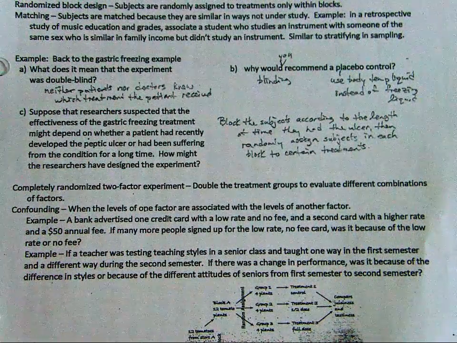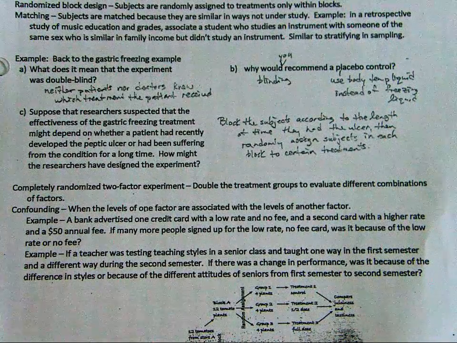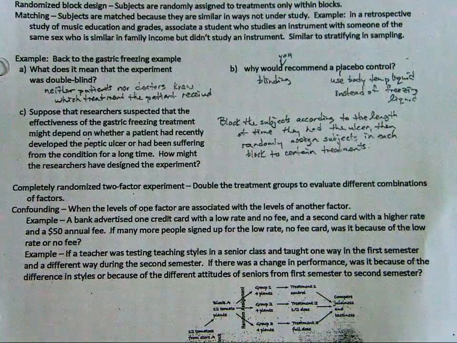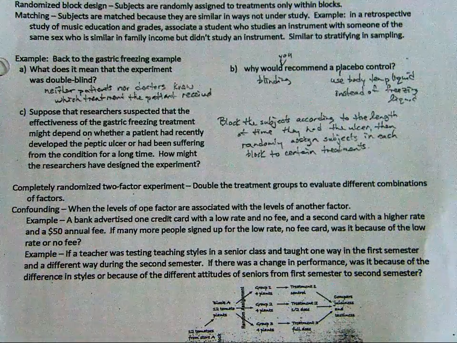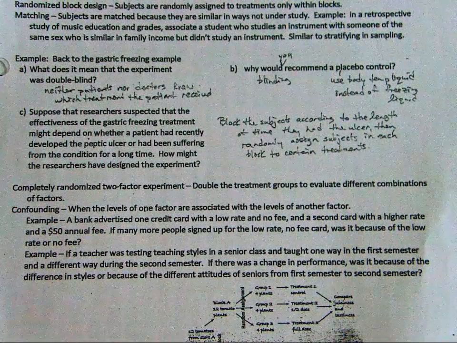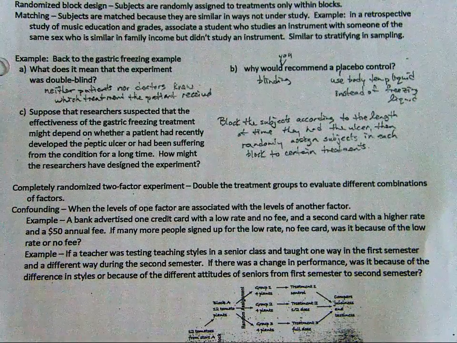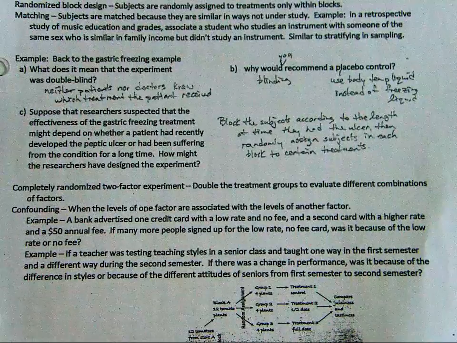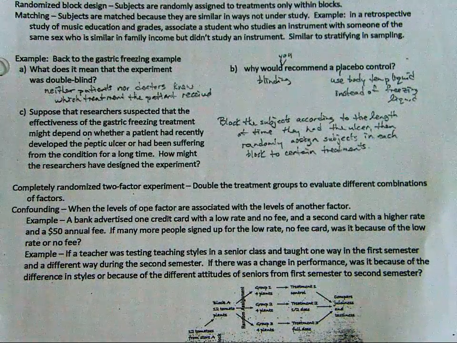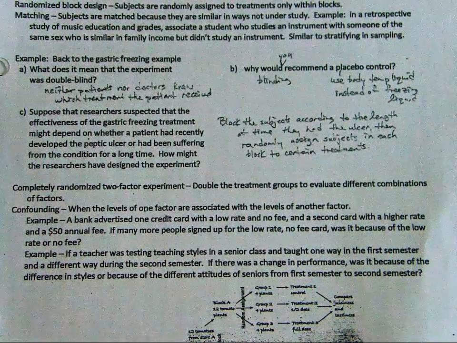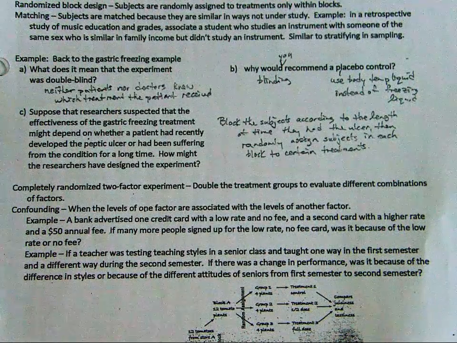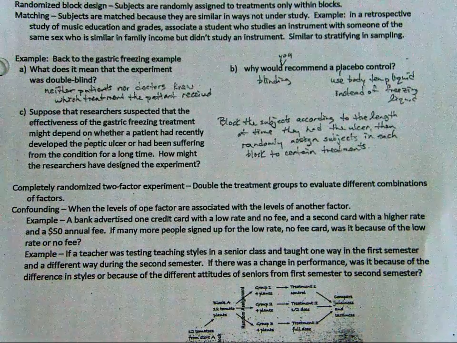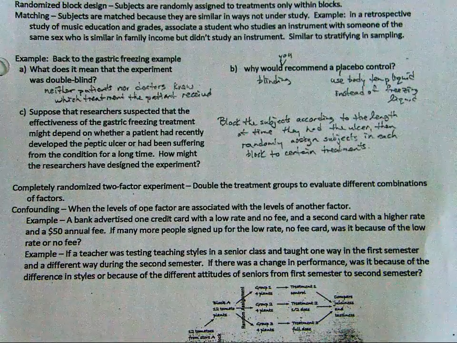And then C, suppose the researchers might think it might depend on whether it was a recently developed peptic ulcer or something they'd had for a long time. How might you design the experiment? Well, you might do blocking then. Put all the subjects that just got the ulcer recently in one group, and then randomly assign the treatments within that group, and then make up another group with people who had had the peptic ulcer for a long time, and randomly assign them into groups from that one.